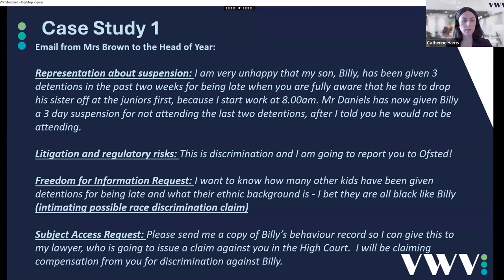And then just to flag that there are litigation and regulatory risks. So she's obviously alleged discrimination, and that needs to be taken very seriously. We would normally advise that where you're alerted to circumstances that might give rise to a possible discrimination claim, you notify the school's insurers of this straight away. And most schools' legal fees should be covered for defending discrimination claims by the insurers. So you do need to notify them once you're alerted, but you would obviously need to check your policy wording in relation to this.